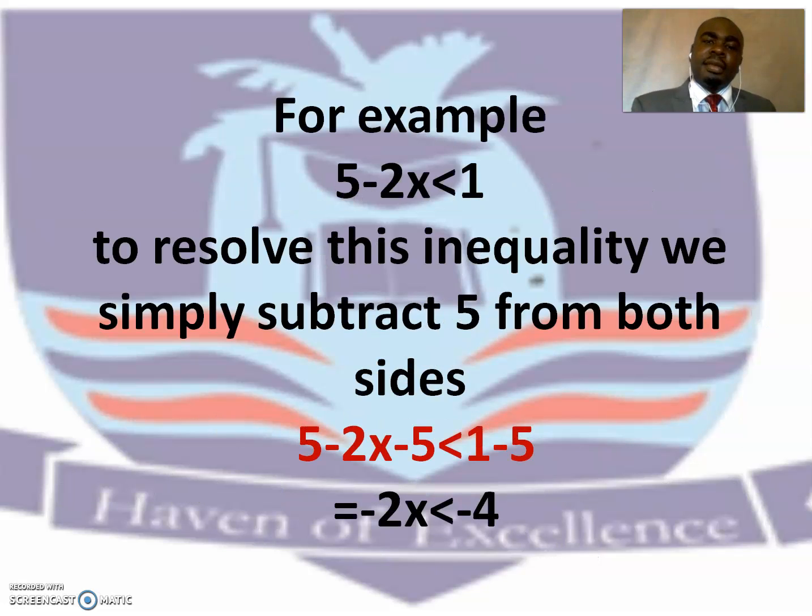Here we have 5 minus 2x less than 1. To resolve this inequality, we do the same thing. We subtract 5 from both sides to get minus 2x less than minus 4.